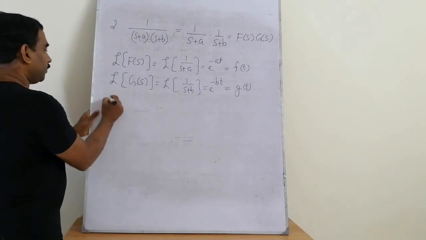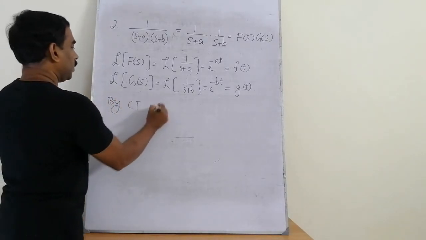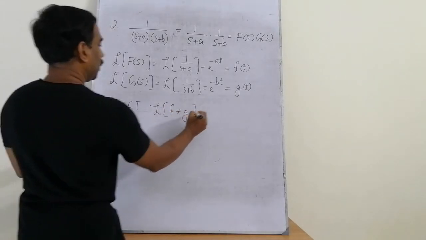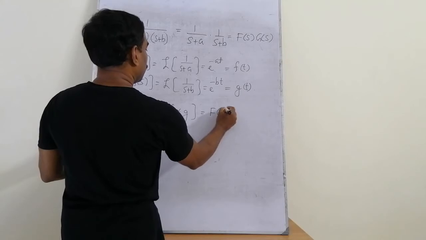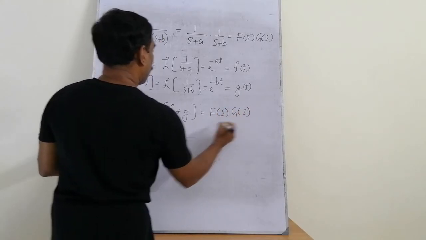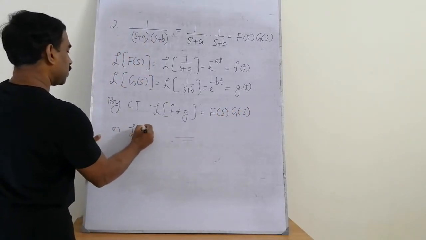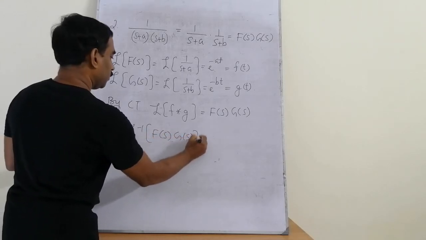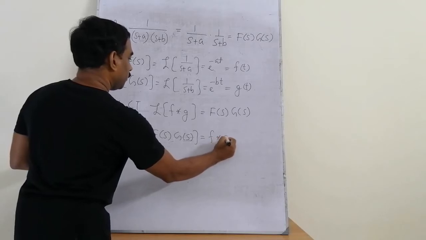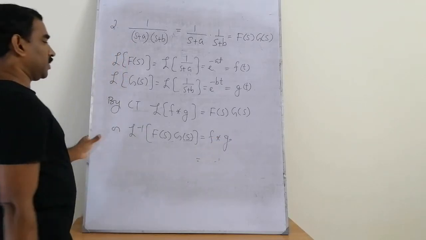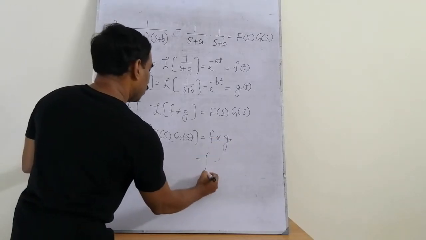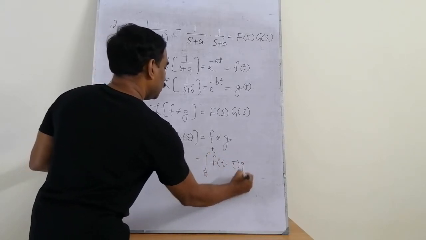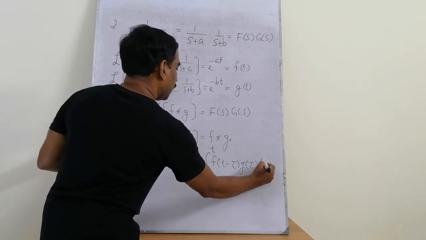Now by the convolution theorem, the Laplace transform of a convolution product f star g is equal to F(s) into G(s), or the inverse Laplace transform of F(s)G(s) is equal to f star g. And what is this f star g? f star g is equal to integral 0 to t f of (t minus tau) g of tau d tau.